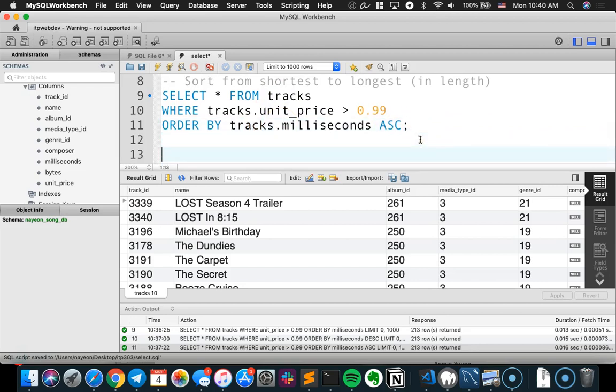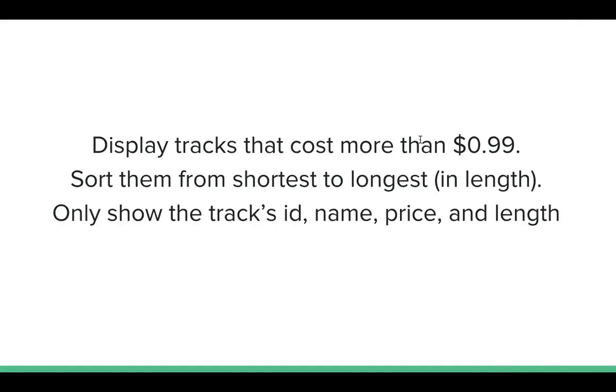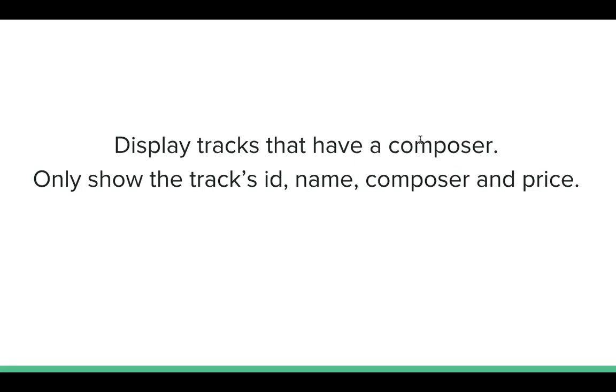Okay. All right, let's do another one. Oh, you guys got those. Let's move on. Display tracks that have a composer. Only show the track's ID, name, composer, and price.